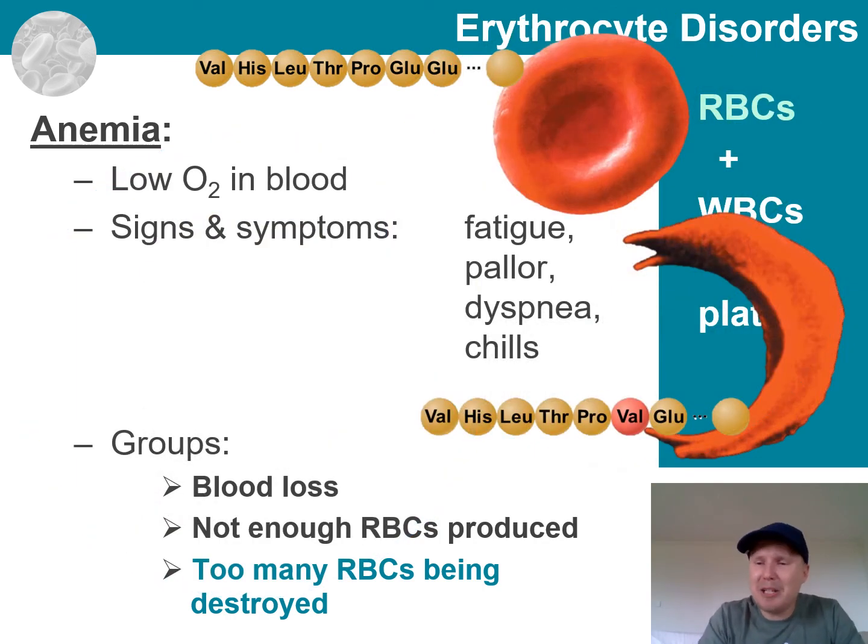Well, what we normally do for sickle cell anemia is that we treat these conditions with transfusions or chemically preventing the red blood cells from sickling.